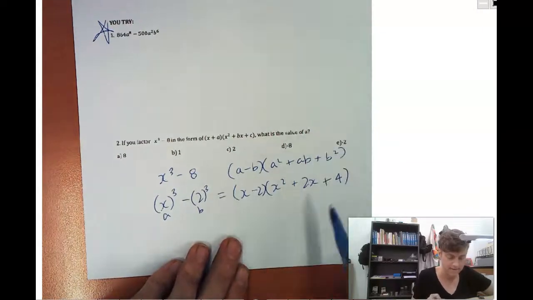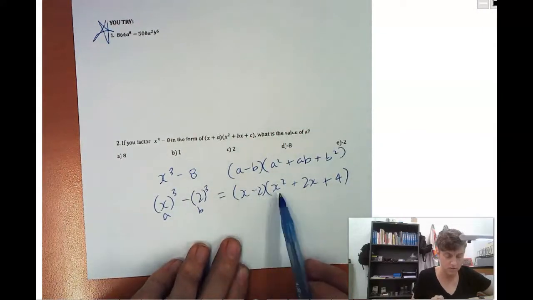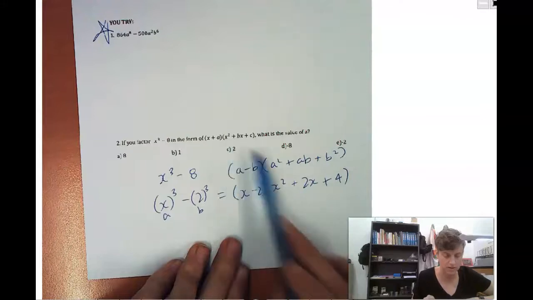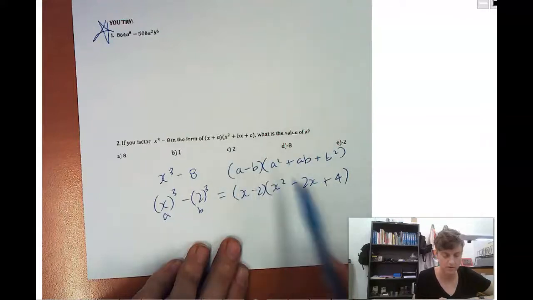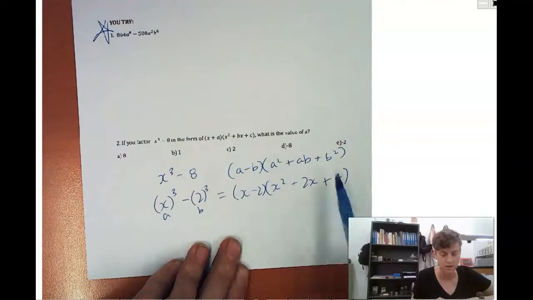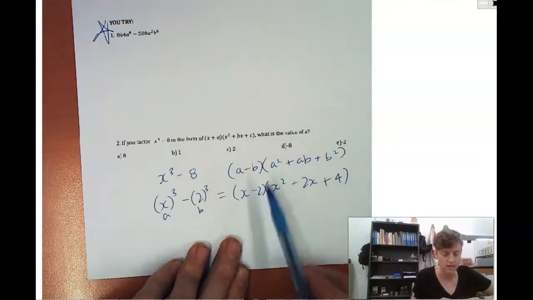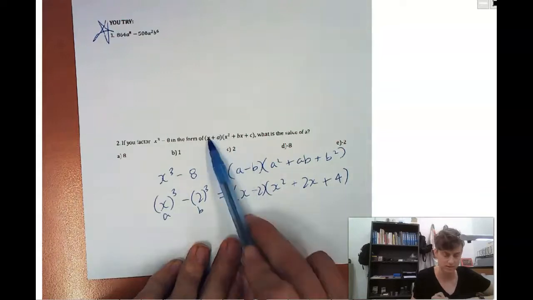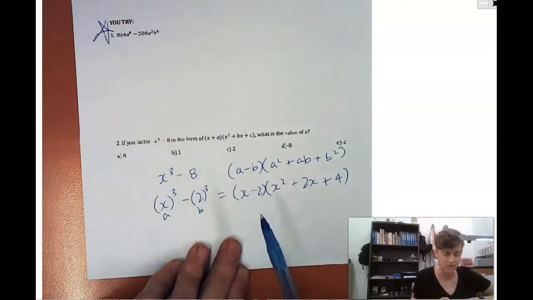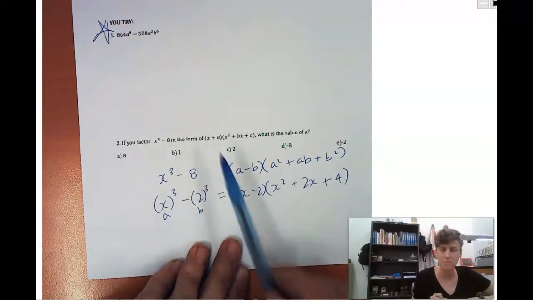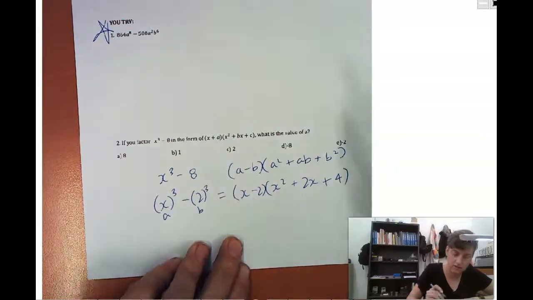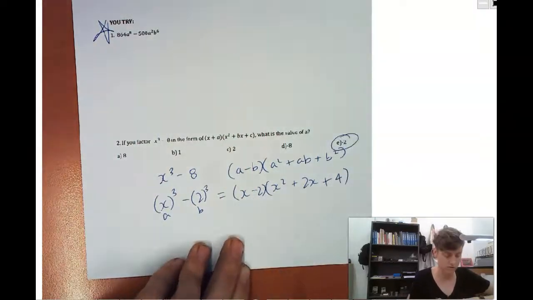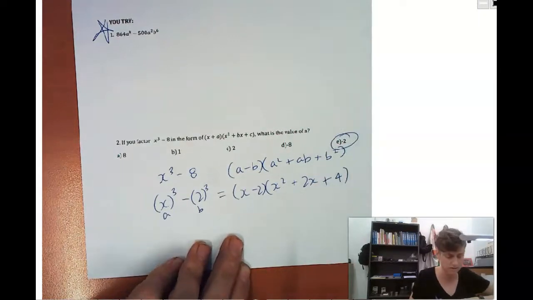Okay, so this is x minus 2 times x squared plus bx plus c, so b must be 2, and c must be 4. What's our a value? This says minus 2. This says it's supposed to be plus a. So a must be minus 2. A must be minus 2. That wasn't as bad as I thought.